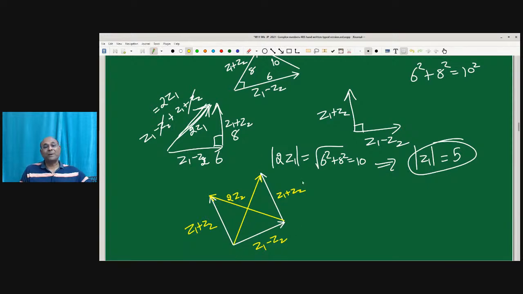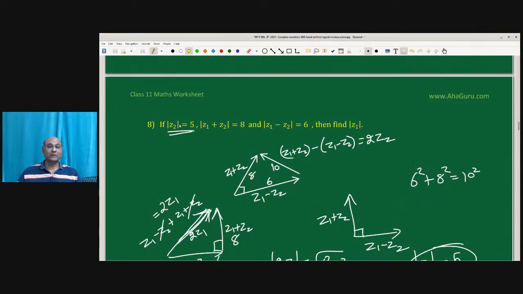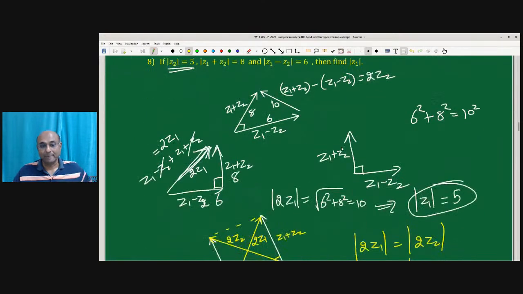So Z1 minus Z2 plus Z1 plus Z2. So this is 2 times Z1, this is 2 times Z2, but this is 90 degrees. So this is actually a rectangle. And you know the diagonals of a rectangle have equal length. So 2 times Z1 is 2 times Z2 in magnitude. So Z1 must be the same as Z2 in magnitude. They're not the same complex number, but both have the same magnitude. We have already been told Z2's magnitude is 5, so Z1's magnitude must be 5.